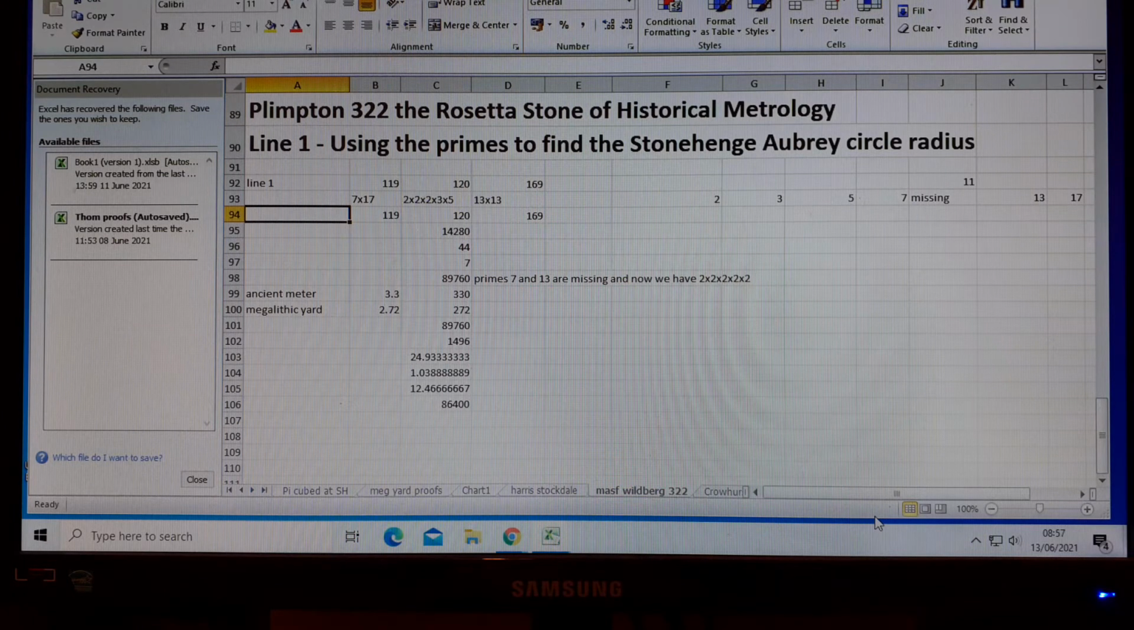Now, I was looking at time. So if we divide that by 60, we get 1496. If we divide it by 3600, we get 24.9333. And if we divide it by 86400, we get this strange number.